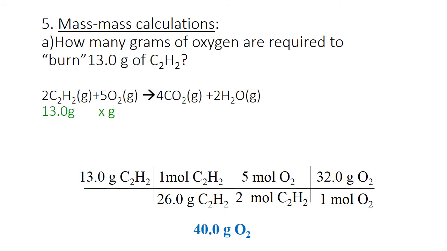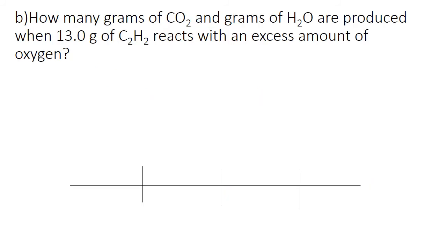Now, some of you may be tempted to multiply by 5. Do not do that. All you're doing is multiplying by your formula mass, not how many molecules or how many moles of it you have, just by the formula mass. And that gives us an answer of 40.0 grams. And that's grams of oxygen.